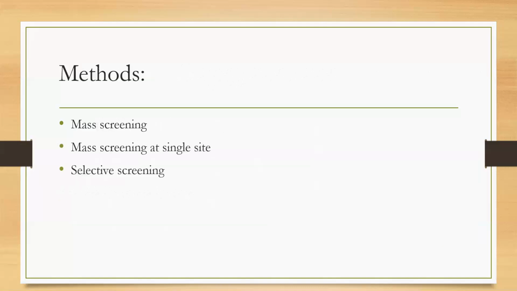Next, there are three methods of screening: mass screening, mass screening at a single site, and selective screening. Mass screening is where a group of people in general are screened. Mass screening at a single site is where a group of people are taken for only cervical screening or only lung cancer screening. And selective screening is done for people who are at higher risk, that is, people of older age or those with a familial history. They will be given the screening.